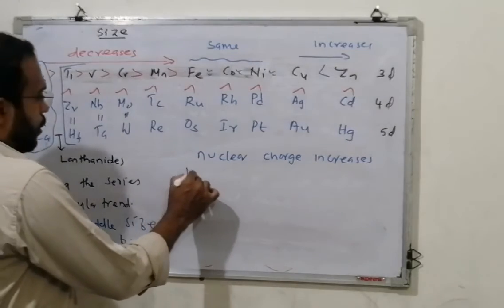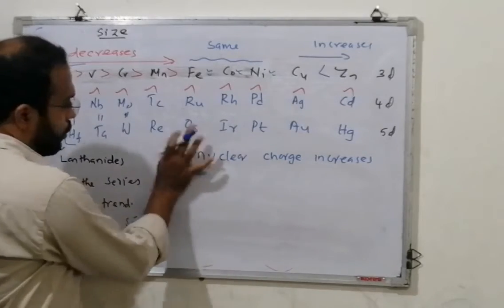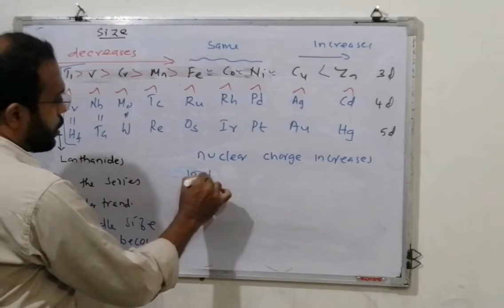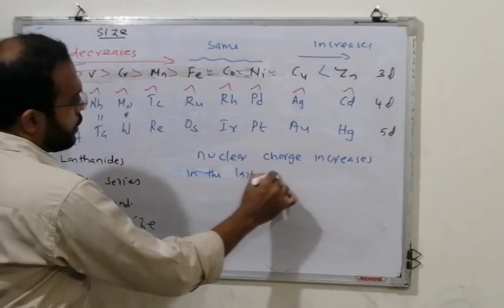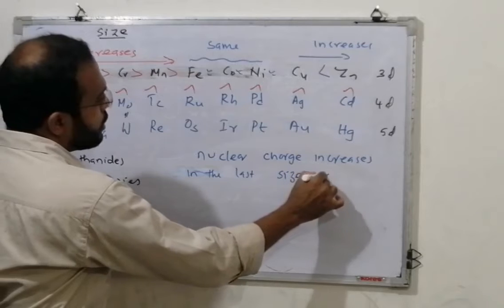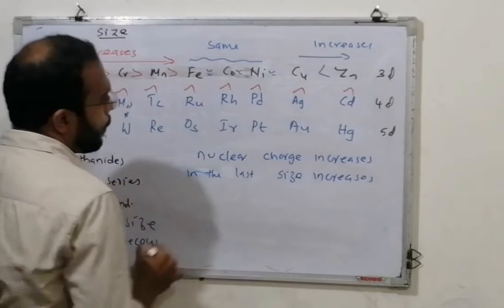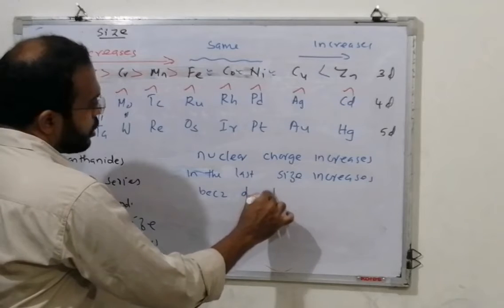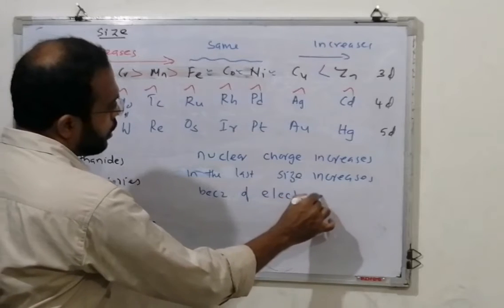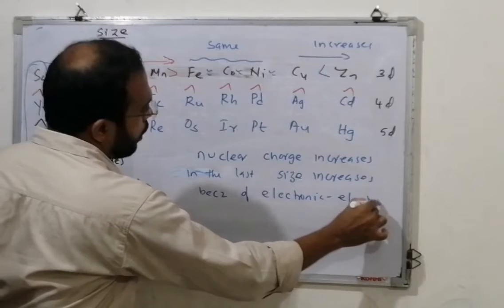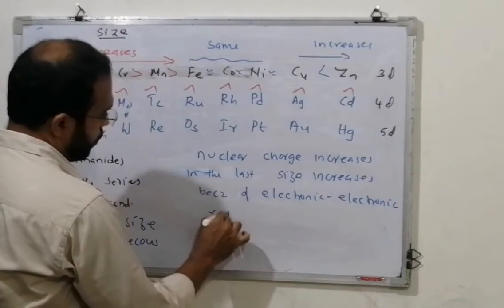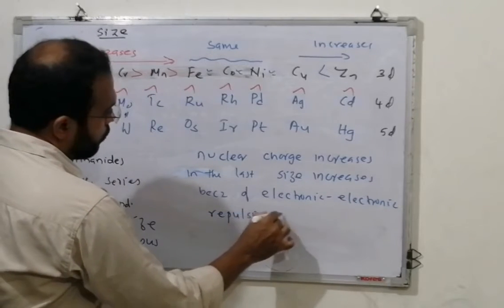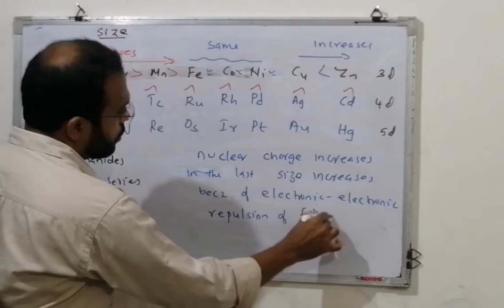In the middle, we can look at the last ones: size increases slightly because of electronic repulsion of filled electrons.